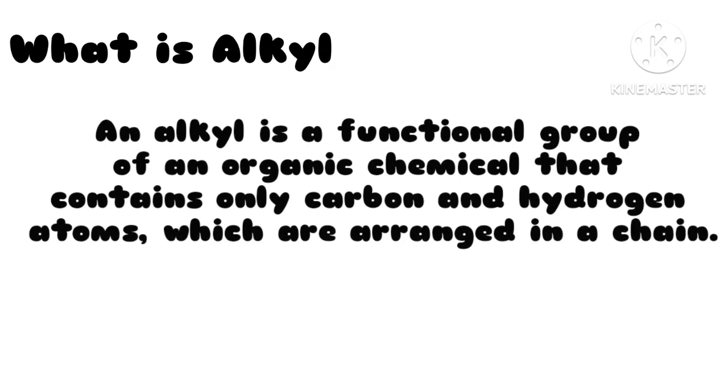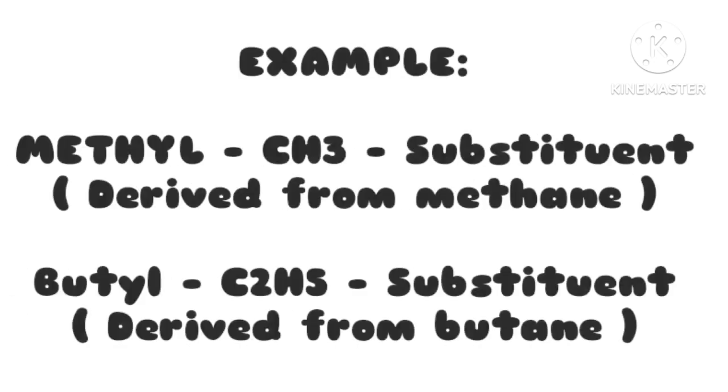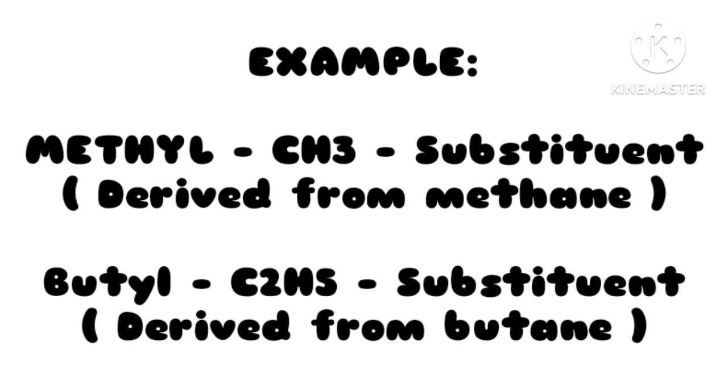What is alkyl? An alkyl is a functional group of an organic chemical that contains only carbon and hydrogen atoms which are arranged in a chain. Example of alkyl is methyl. The substituent of methyl is CH3 derived from methane. Next example is the butyl. The substituent is the C2H5 derived from the butene.